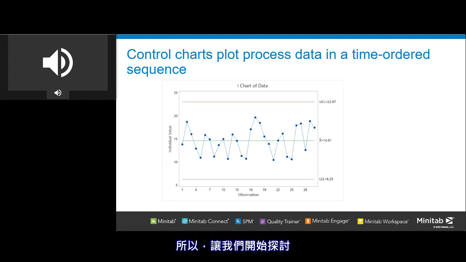So let me start with a discussion of what control charts are. If you're new to control charts, don't worry, control charts are really just time series plots that have some extra elements about them. The important part to understand is that plotting the data in a time-ordered sequence is usually required, because if you want to understand the behavior of a process, it's important to keep your data like that.